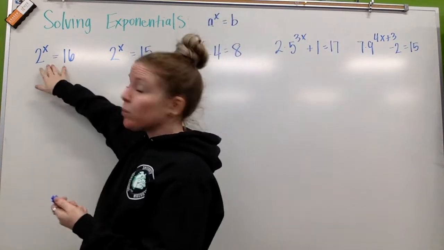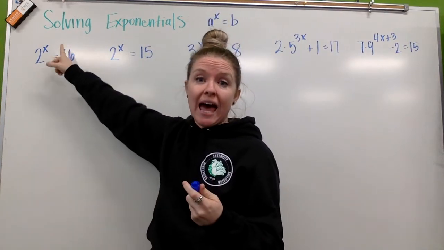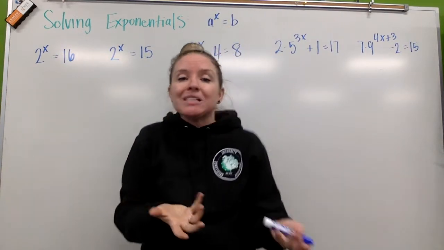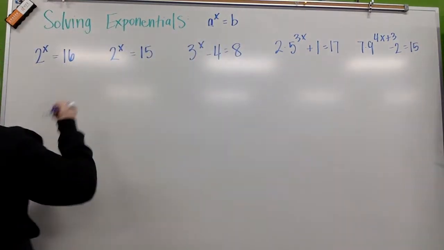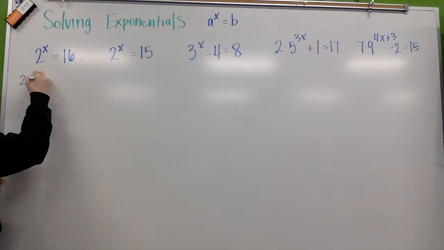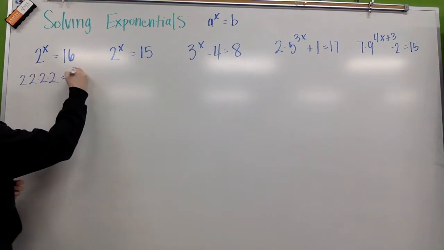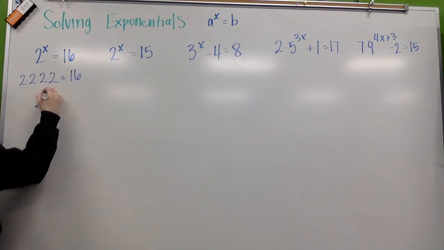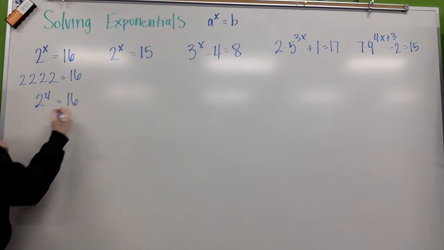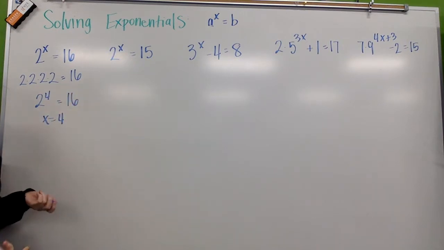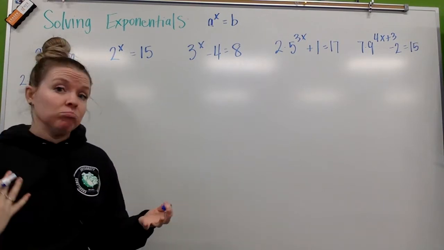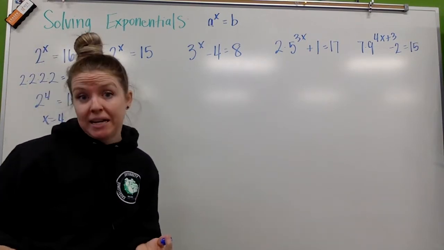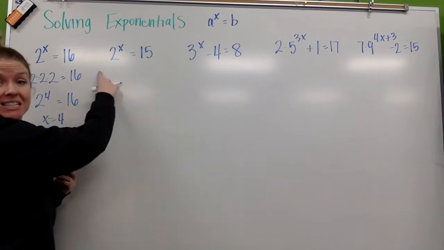Okay, starting out really basic, we're looking here at 2 to the x equals 16. This one's easy because we should know how to figure that one out. We know 2 times 2 times 2 times 2 is 16, so this is 2 to the 4th equals 16, so we know x equals 4. If they're nice numbers like that, it's easy to figure out. We know how to do that. That's pretty basic. But what happens here?